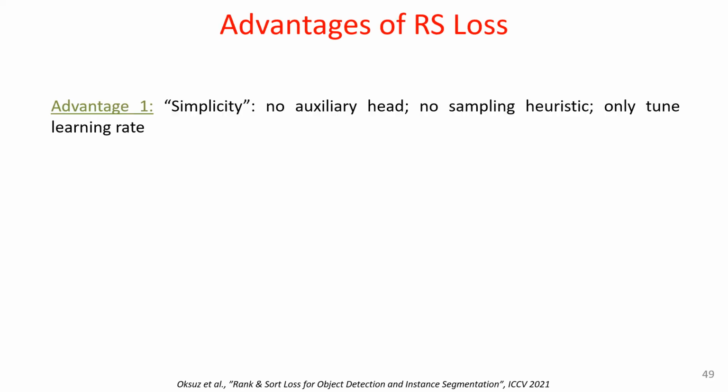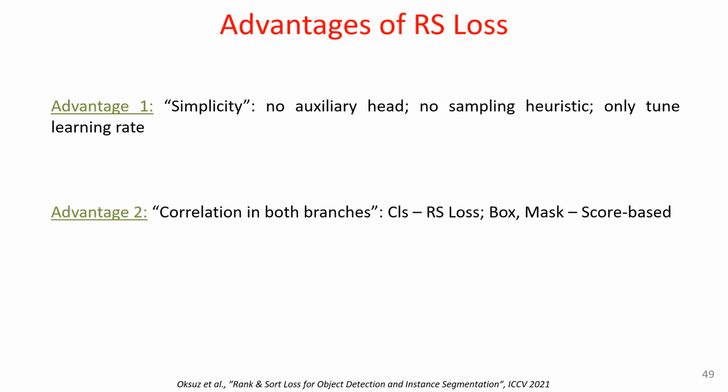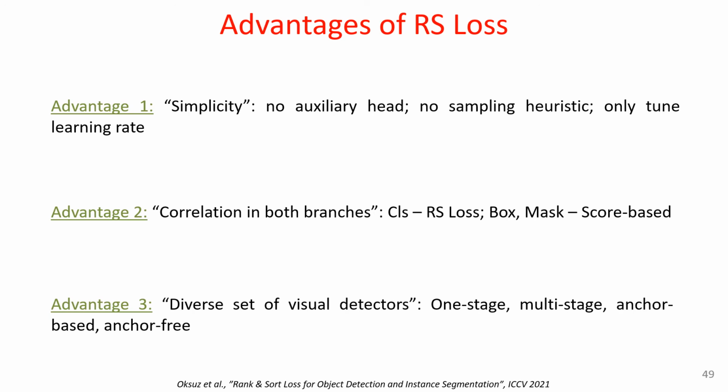To summarize the advantages of using RS loss, first, it simplifies the training since no auxiliary head or sampling heuristics are employed, and it has been shown on 7 different detection and segmentation methods on 2 different datasets that one only needs to tune the learning rate. Second, it enforces correlation in both branches, thereby promoting better performance. And finally, it is applicable to a wide range of detection and segmentation methods.